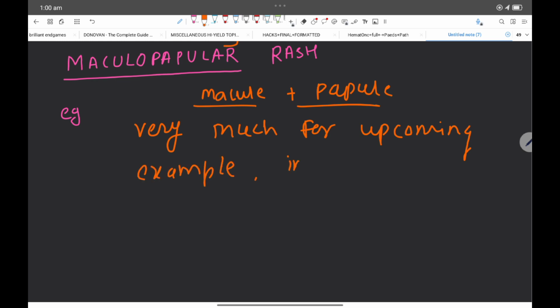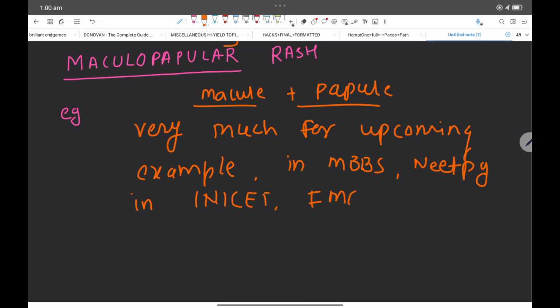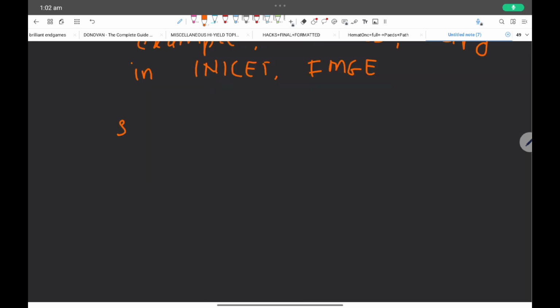In MBBS, in NEET PG, in INICET, and also in FMGE. So the examples are a must know.